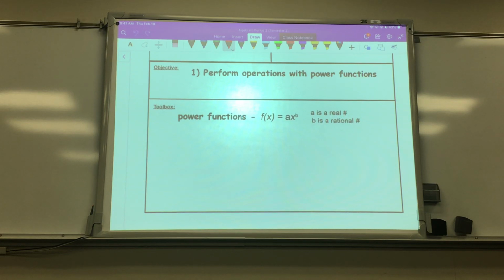The b, a is that coefficient, right? A needs to be a real number. Okay, so basically what it comes down to, it can't be an i. No i's. Yep. And b, your exponent, is a rational number. Okay, fraction, whole number.